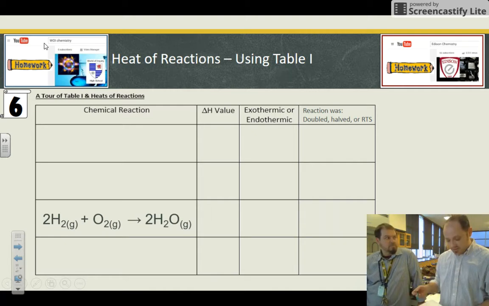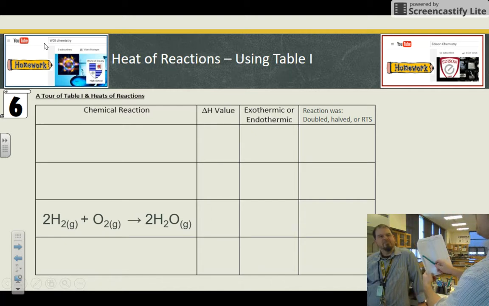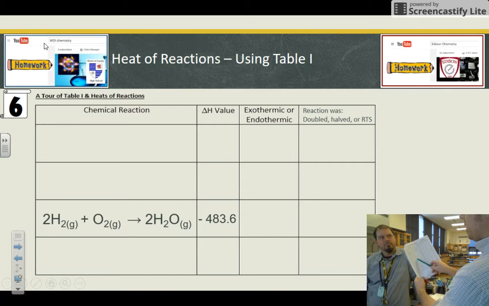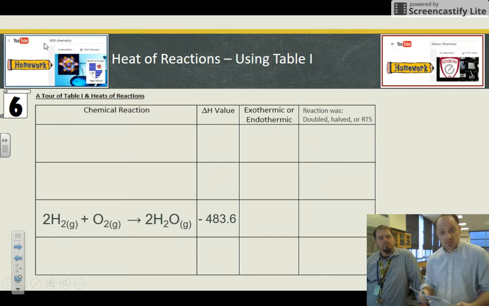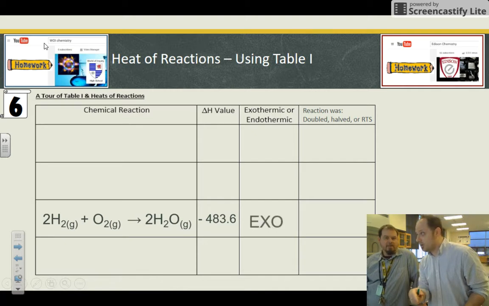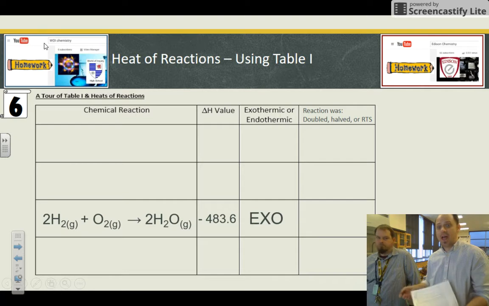Oh, here's the one where liquid is right above it. We've got 2 hydrogen gas plus oxygen gas makes H2O gas, and the one right underneath it is hydrogen gas, oxygen gas, water, liquid. So you've got to be careful. But this one is straight up negative 571.6, exothermic. And it was exactly the same as I saw it on Table I, so I didn't have to double it, halve it, or anything. So it remained the same.